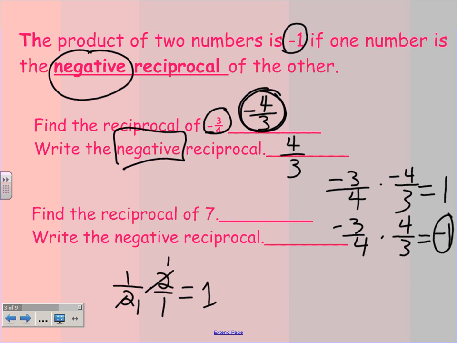Find the reciprocal of 7. The reciprocal of 7, well, in order to find the reciprocal, I need two numbers. Well, really, 7 is 7 over 1. That is not the reciprocal. The reciprocal would be 1 over 7. That means the negative reciprocal is going to be the opposite of 1/7 or -1 over 7. So in other words, we're going to take whatever the given number was. So if I start with a negative, then the negative reciprocal is going to be positive. If I start with a positive, then the negative reciprocal, my friends, is going to be a negative.